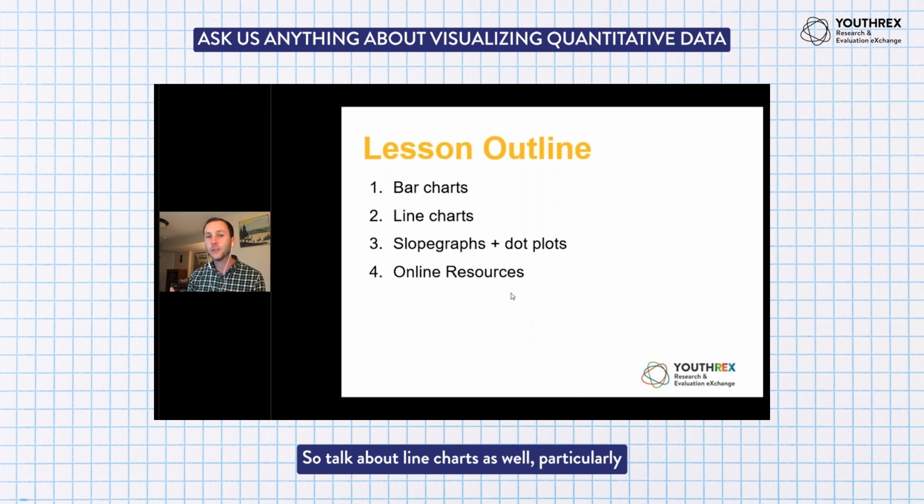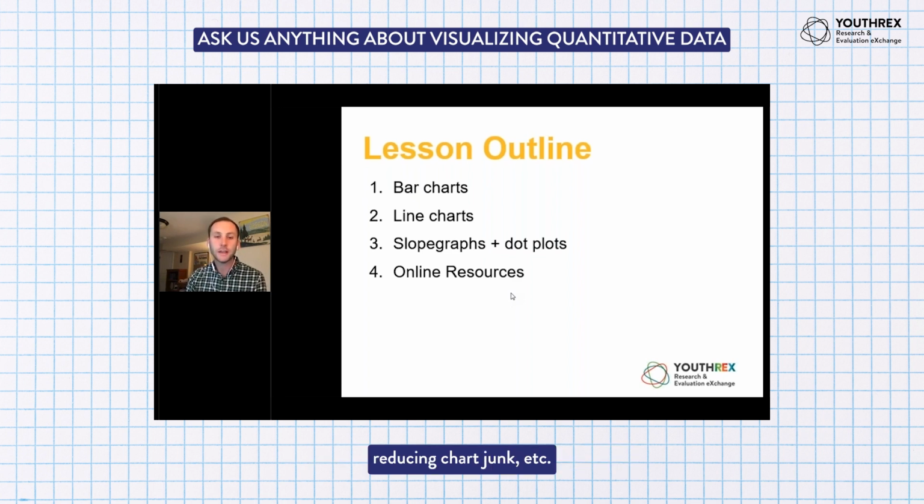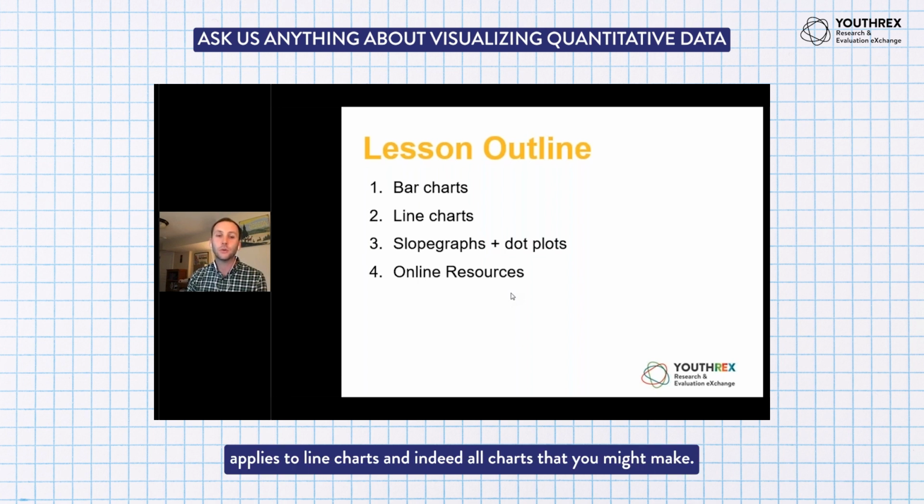We talk about line charts as well, particularly when you want to show any kind of change over time. Line charts are going to be your best choice to demonstrate that type of change. And the nice thing is, the principles that we talked about with the bar charts in terms of color, ordering, reducing chart junk, etc., apply to line charts and indeed all charts that you might make.